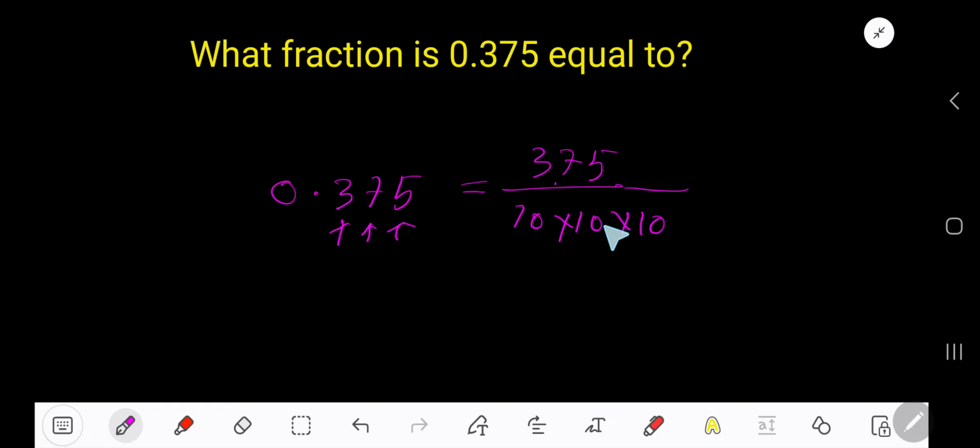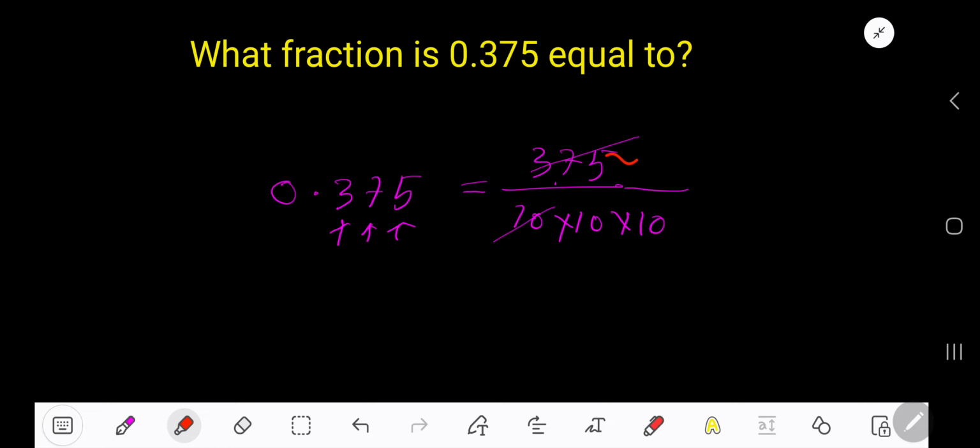Now you need to reduce this fraction. So how to do that? If you want to simplify this fraction in one step, then you need to divide numerator and denominator by the highest common factor. And if you want to reduce this fraction in multiple steps, then you need to divide numerator and denominator by the common factor. This is divisible by 5, this is divisible by 5. So 5 is a common factor.